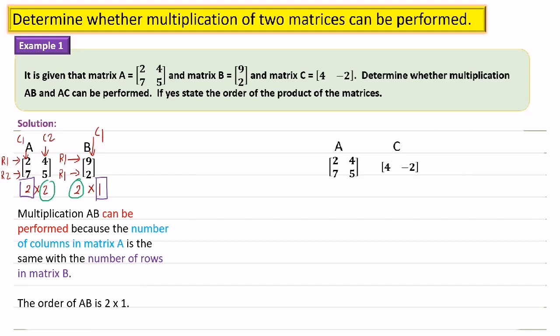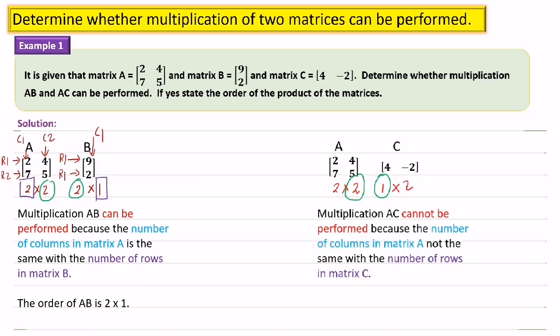How about matrix A times matrix C? The order of matrix A is 2 by 2, and the order of matrix C is 1 by 2. You see? The numbers in the middle, same or not? Different, right? So what is the conclusion? Multiplication AC cannot be performed because the number of columns in matrix A is not the same as the number of rows in matrix C.